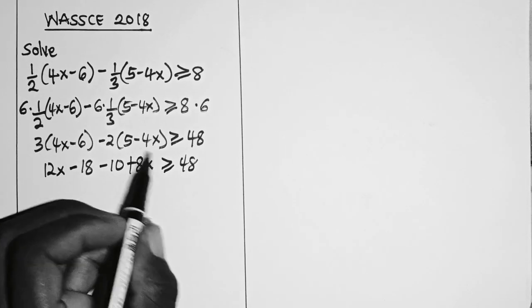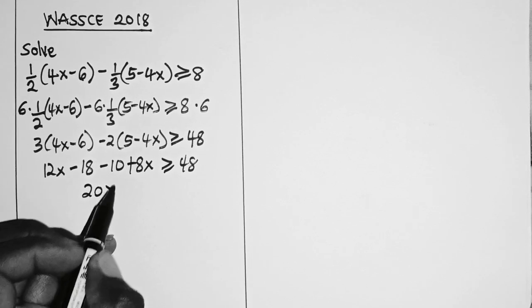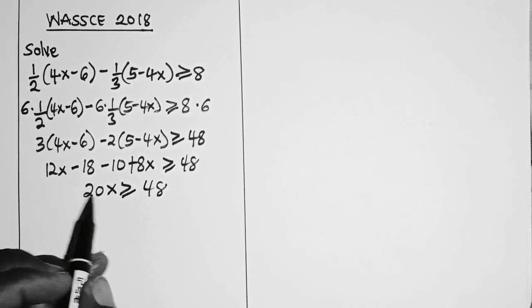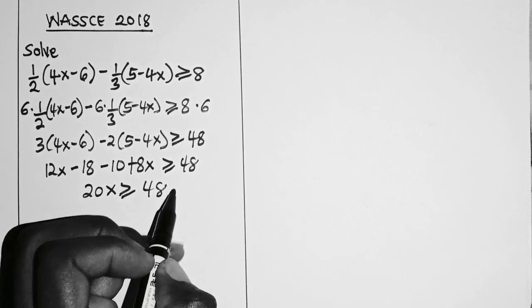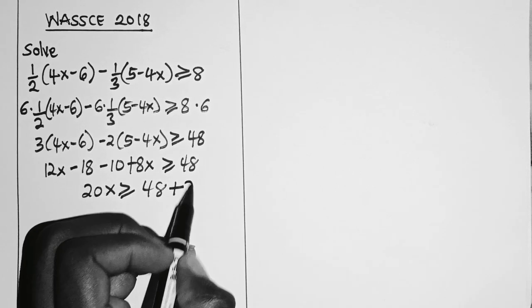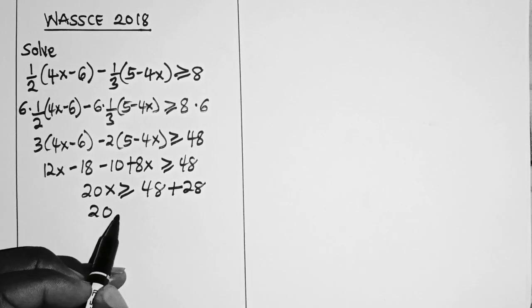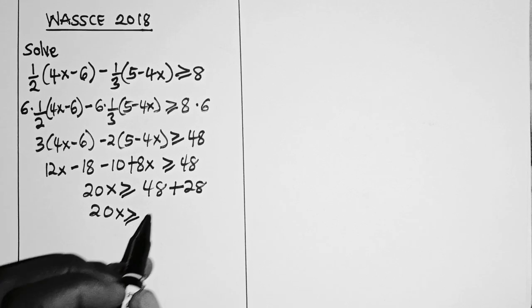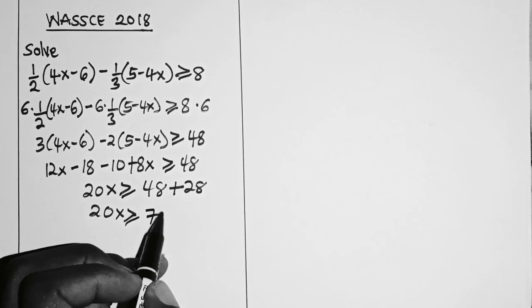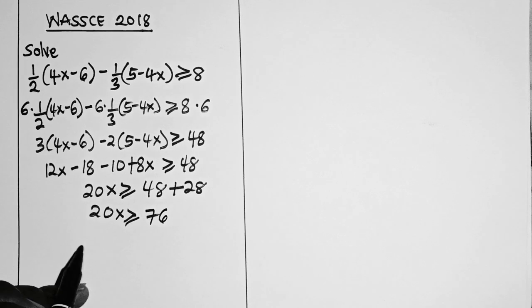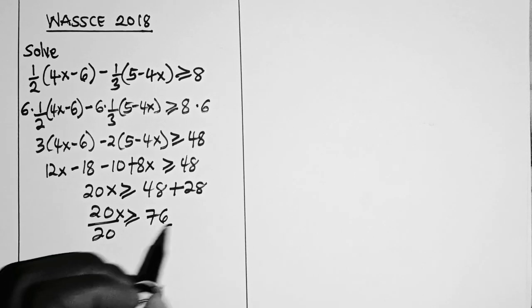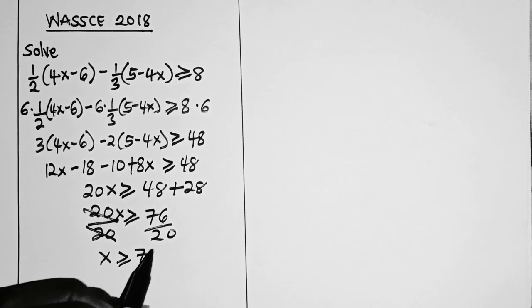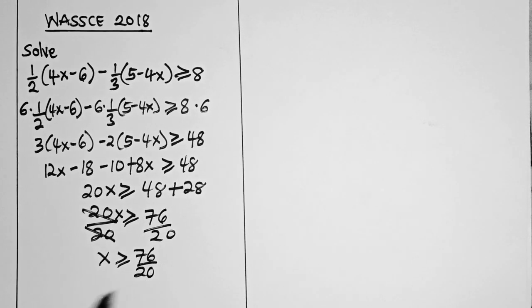So 12x plus 8x is 20x, greater than or equal to 48. Then minus 18 minus 10 is minus 28. If it comes to this side, we'll get plus 28. So 20x is greater than or equal to 48 plus 28, that is 76. So if we divide through by 20, we find out that x is greater than or equal to 76 divided by 20.